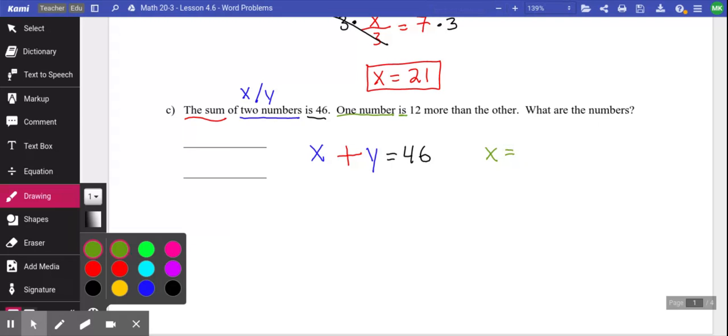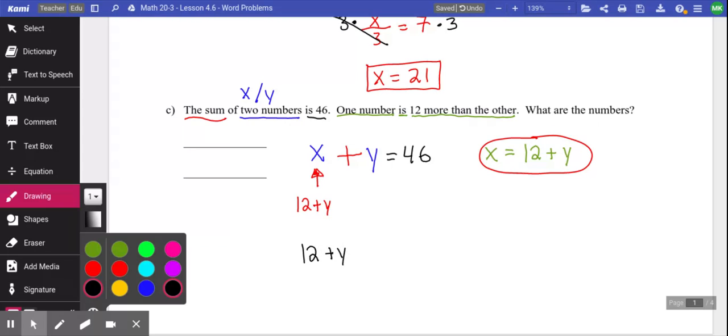means equals 12 more than the other. 12 and then more would be plus the other. So what they're telling us is that this first number x is actually equal to 12 plus y. So that means we can go to our equation and change that x to be 12 plus y, since we know x equals 12 plus y. By doing that, we now have 12 plus y, and then put in the rest of the equation, plus y equals 46. So I changed this x to be 12 plus y.